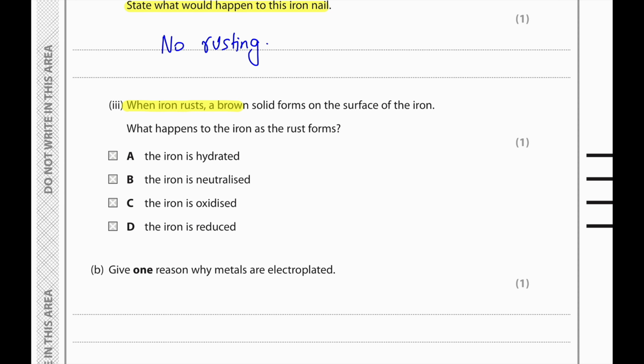When iron rusts, a brown solid forms on the surface of the iron. What happens to the iron as the rust forms?